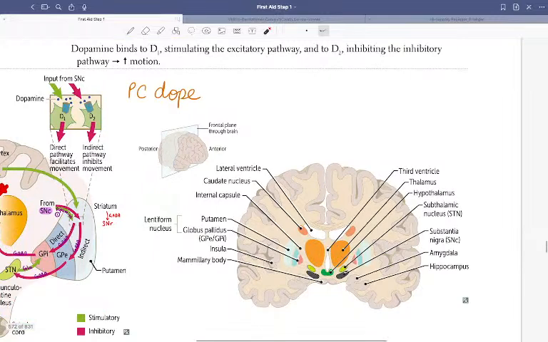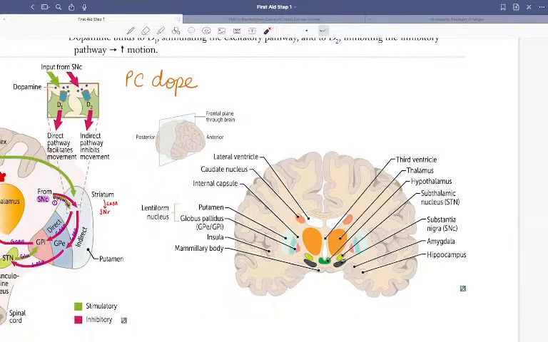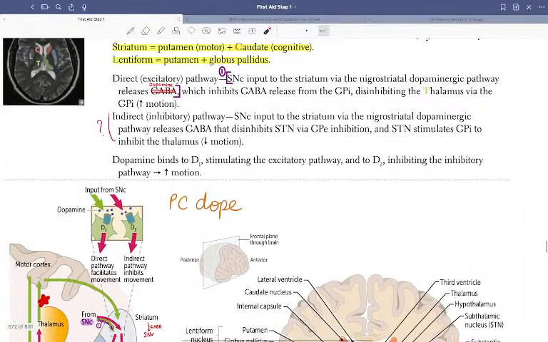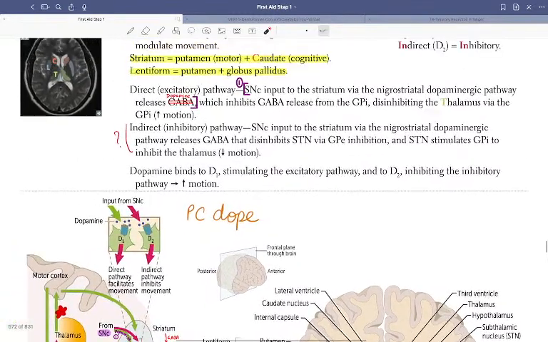Putamen with caudate is called striatum. Where was the caudate? This is the caudate, so far away. Putamen with caudate is called striatum.